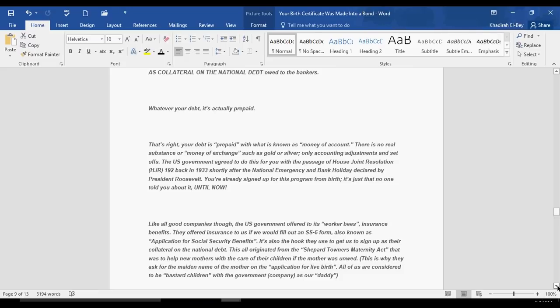This is not really real substance or money in exchange, such as gold and silver. Only accounting adjustments and set-offs. The United States agrees to do this for you with the passage of House Joint Resolution 192 back in 1933. All right. Shortly after the national emergency, the bank holiday declared by President Roosevelt, you already signed up for this program from birth. It's just that no one told you about it until now.